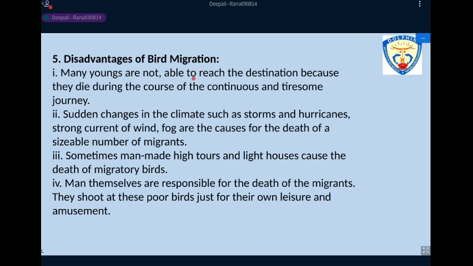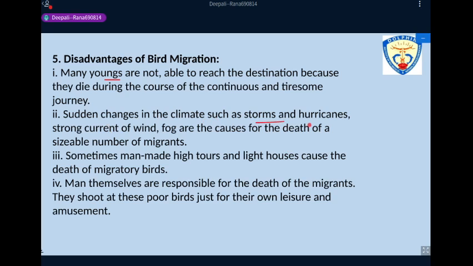There are certain disadvantages of bird migration also. These disadvantages could be only a few. So the first one is what? Many young birds are not able to reach the destination because they die during the course of the continuous and tiresome journey. Okay.